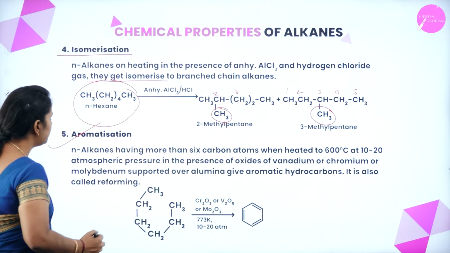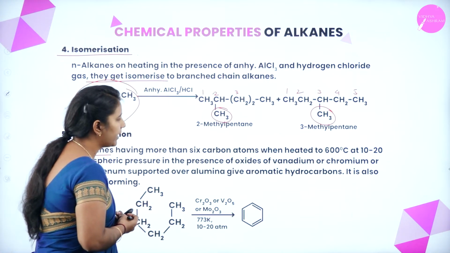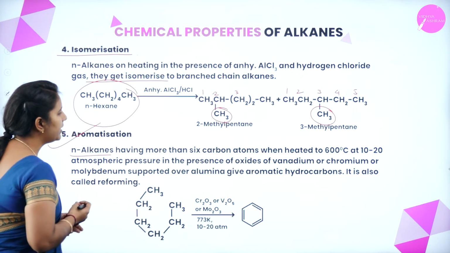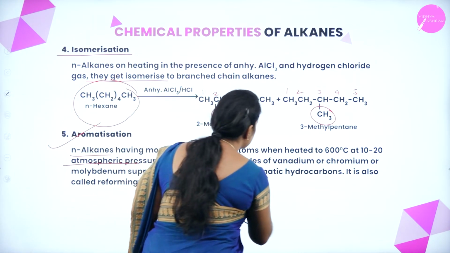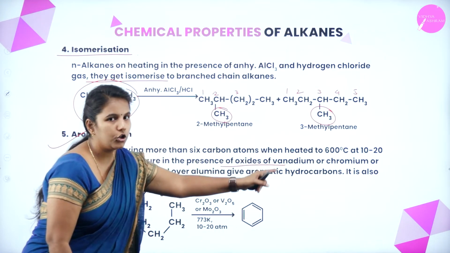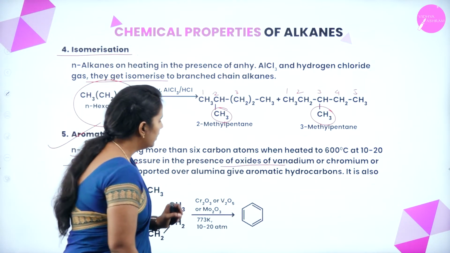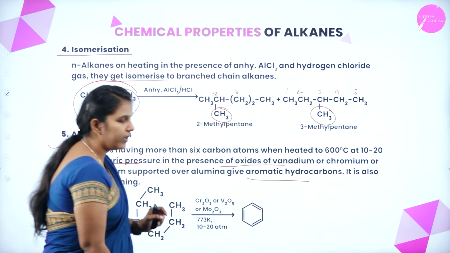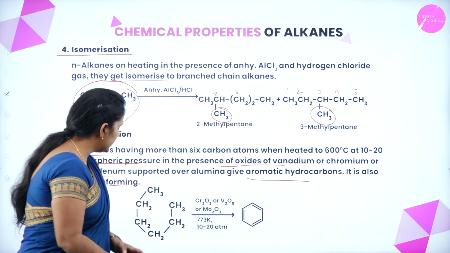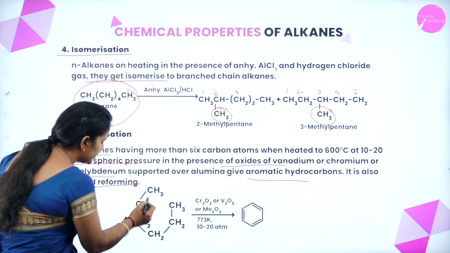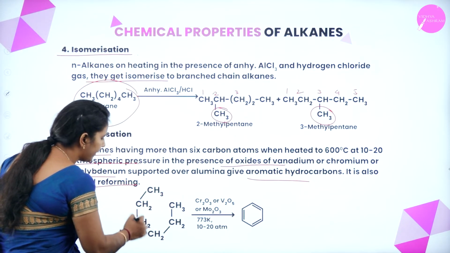And the last reaction is aromatization. What does it mean? We know that an n-alkane having more than 6 carbon atoms, upon heating at 600 Kelvin at 10 to 20 atmospheric pressure in the presence of oxidizing agents like vanadium, chromium or molybdenum supported over aluminium, gives an aromatic hydrocarbon. This process is also known as reforming. Here I have considered CH3, CH2, CH2, CH2, CH2 and CH3. There will be 6 carbon atoms.